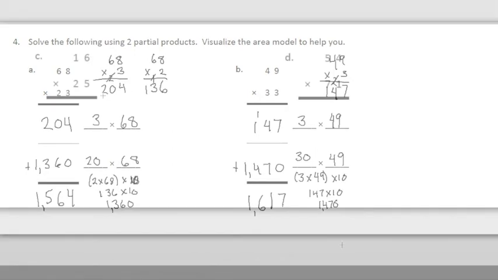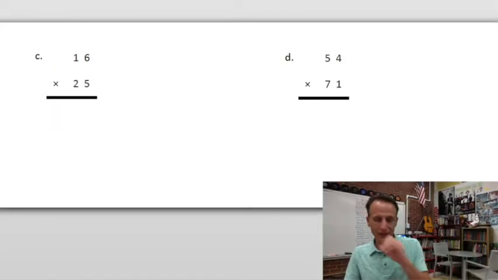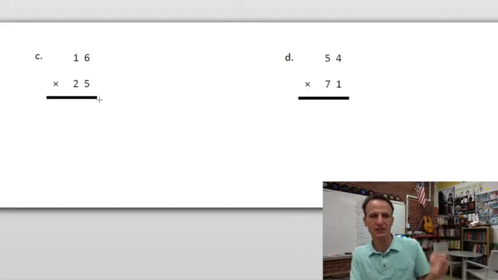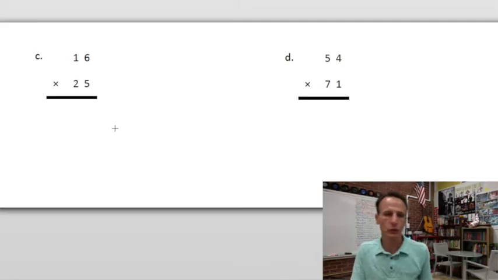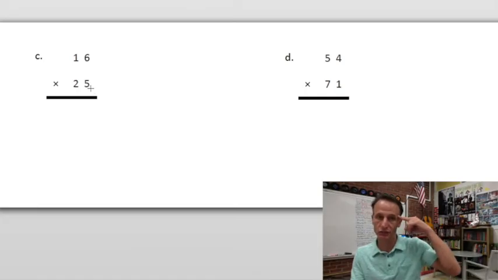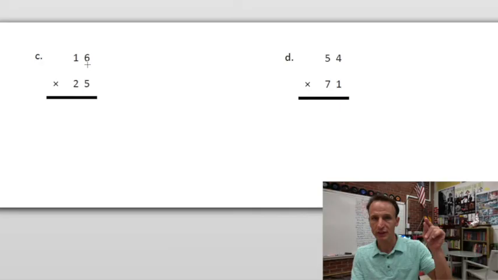Let's do it. And in these last two, aren't you happy to see they've taken the training wheels off? Here we go. We just have straight up 16 times 25, 54 times 71. And we'll do it with 2 partial products. Picture that area model. The first row would be 5 times 16. The second row would be, what's the value of this 2? 20, yes, 20 times 16.